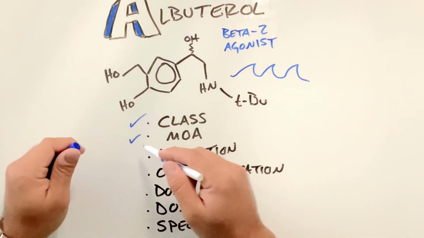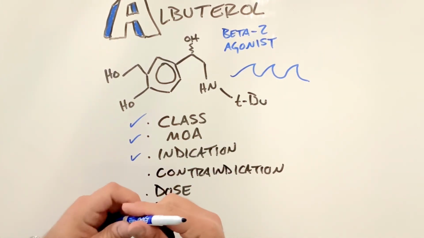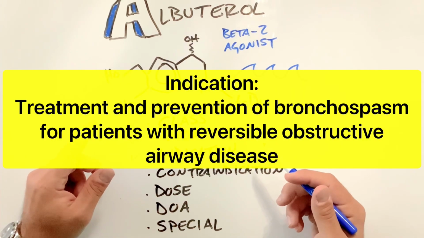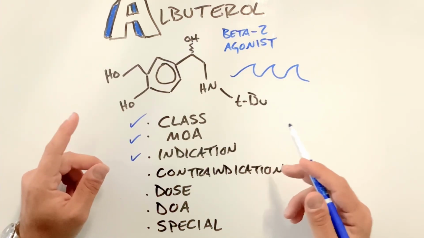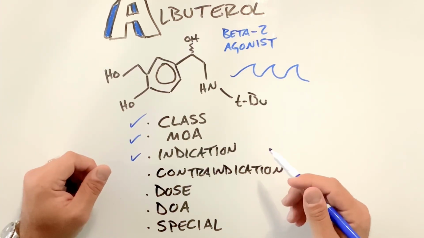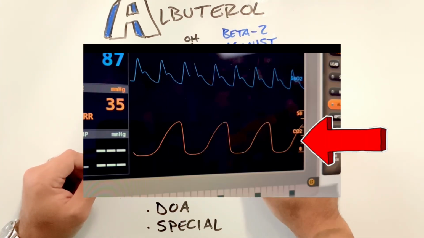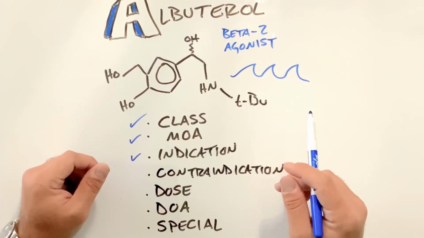The indication, which we already talked about a little, is the treatment and prevention of bronchospasm for a patient with reversible obstructive airway disease. That's where our COPD and asthma patients come into play. I have a little CO2 waveform up here for bronchospasm, and we'll talk about that in another video. We'll have a whole video on that.